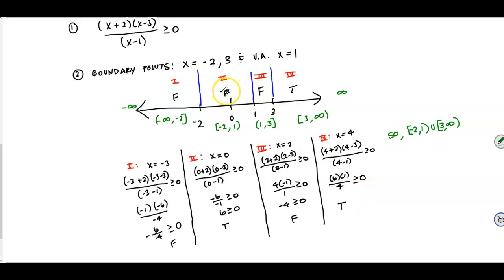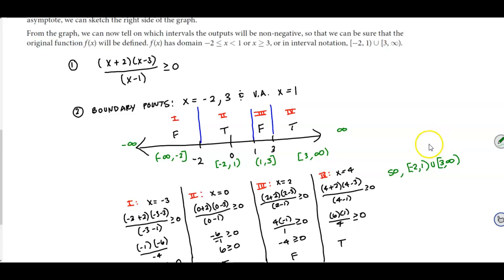So it's true for regions 2 and 4, and in interval notation that is bracket negative 2, comma 1 parenthesis, union bracket 3, comma infinity. We can see that it matches what we got for our solution by looking at the graph. So either method is okay, depending on how you want to go about it.